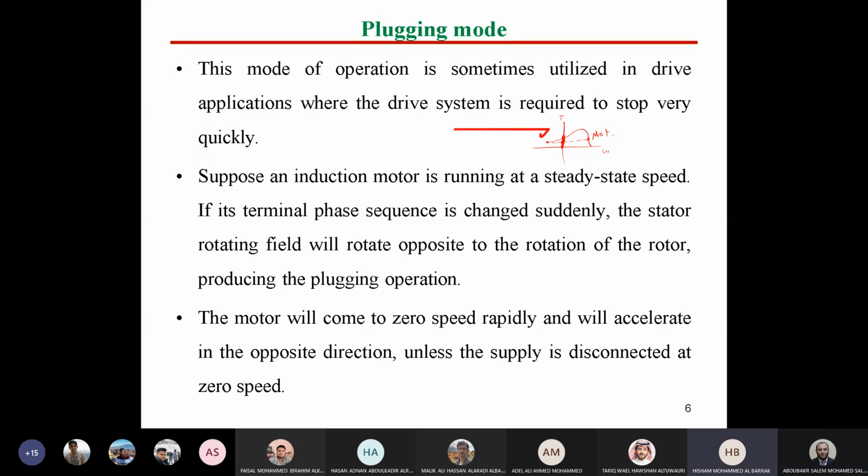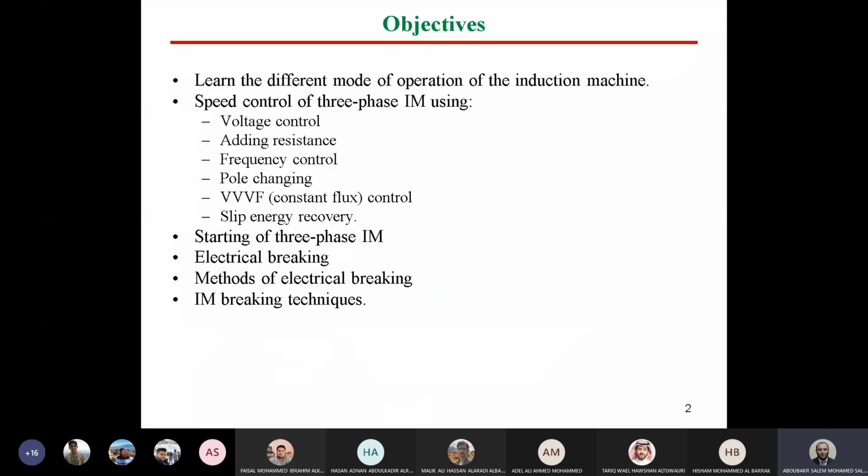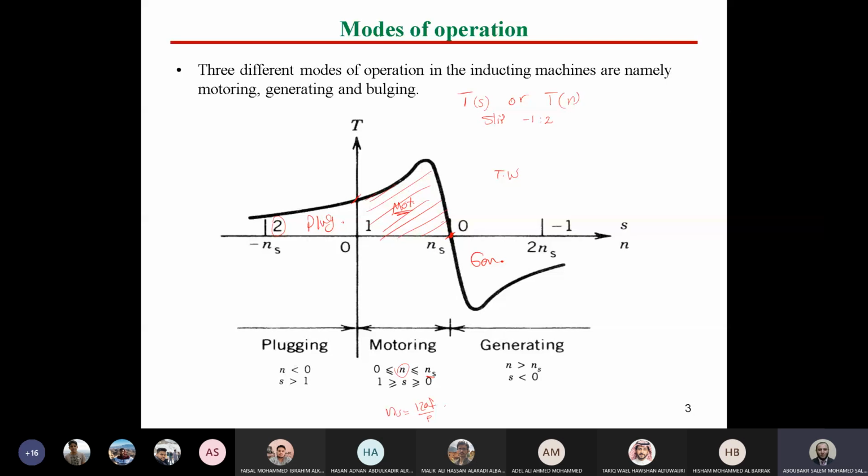Actually, my doubt, what are the applications where we can implement this counter current braking? We will discuss it in details. After understanding the meaning of counter current braking, we will discuss which applications may need it. But for now, we just need to understand that we have three different modes: plugging, generating, and motoring mode, and the relation between the three modes in terms of speed and slip.